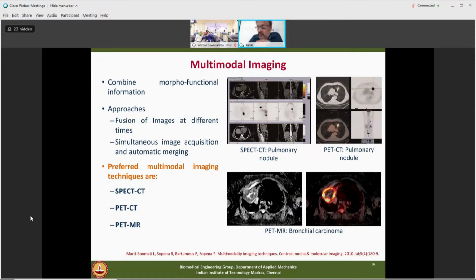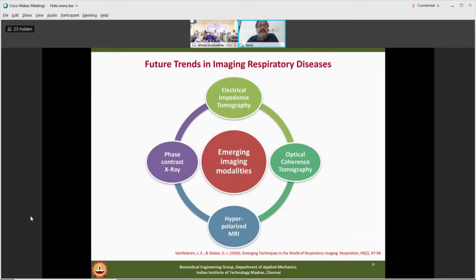For lack of time, I'll go through this fast and share it. You can send a mail if you want anything. Multimodal imaging has three different types: SPECT, CT, PET, MRI, all three. Though it is still not being used for COVID, it could be very effective. We have to generate some technology for simultaneous acquisition and automatic imaging. If you have that, you'll get metabolic, structural and functional information, so that we can make better diagnoses.